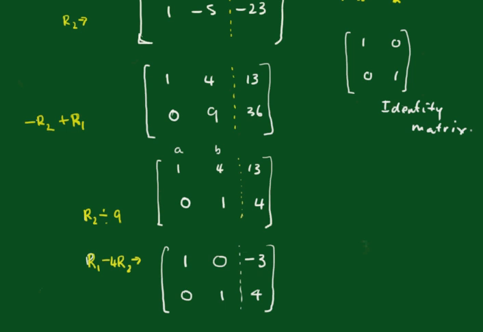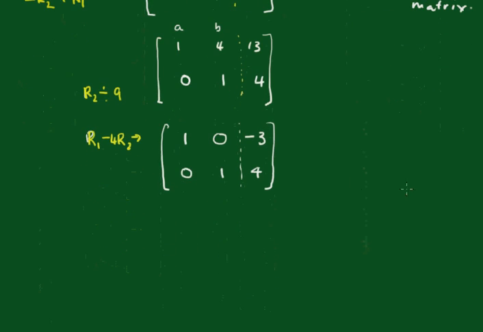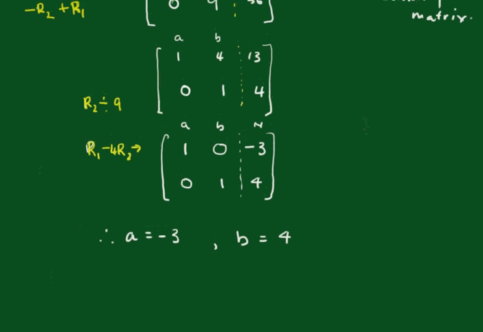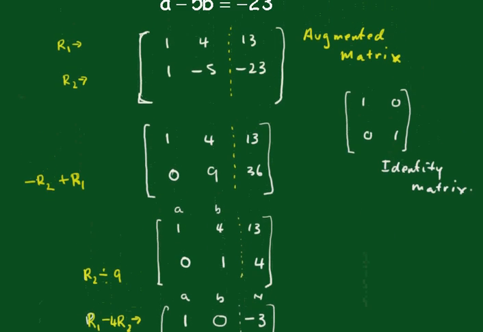Now we can just read off. We can see that is our A, that is our B, and this is our numbers. So we can see that A equals minus 3, and B equals 4. Alright, and that's using the matrix method.